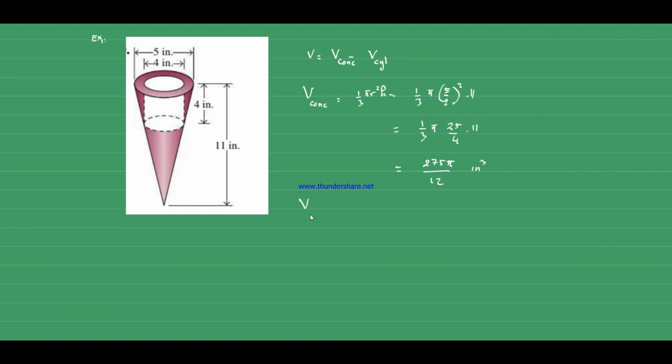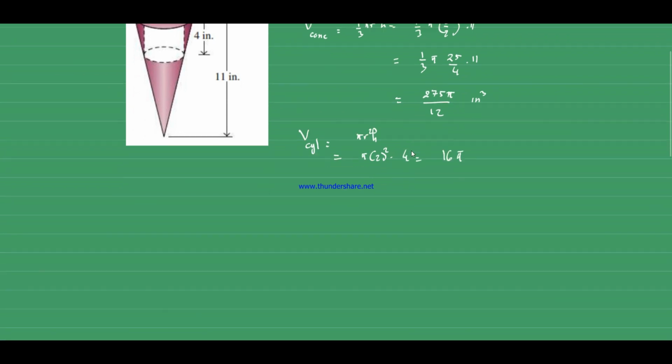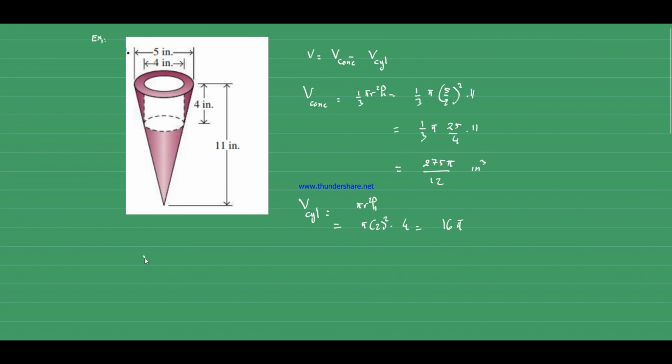Now I want to find the volume of the cylinder. Cylinder is pi r square h. So right here, the radius of the cylinder is the radius. This is the diameter, so the radius will be 2. So we have pi 2 squared, and the height of this cylinder is only 4. So you have 16 pi. Now you can find the volume of the purple area: 275 pi over 12 minus 16 pi.